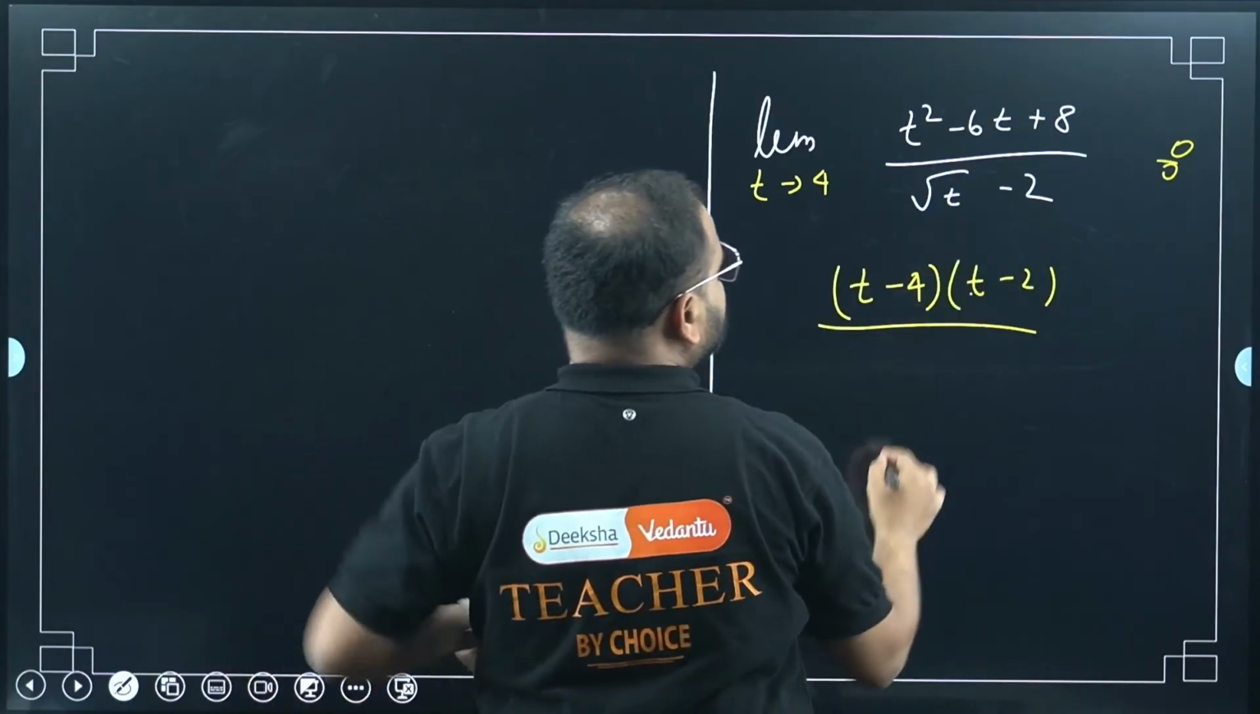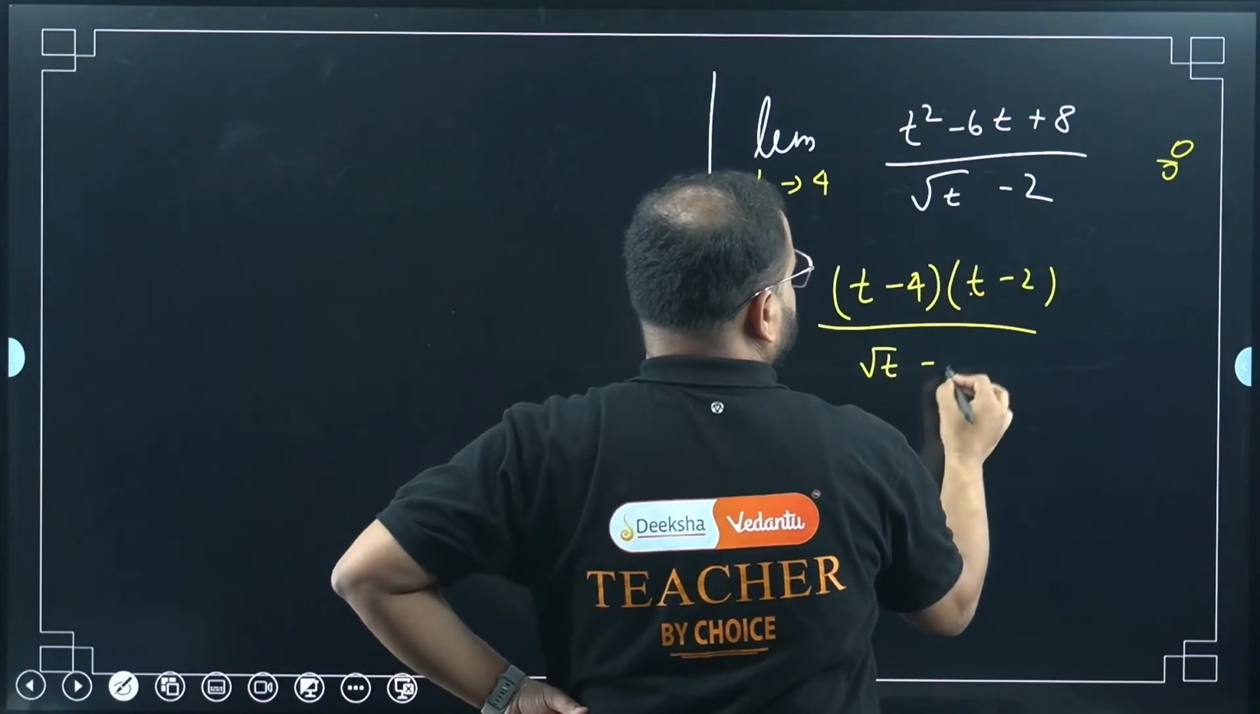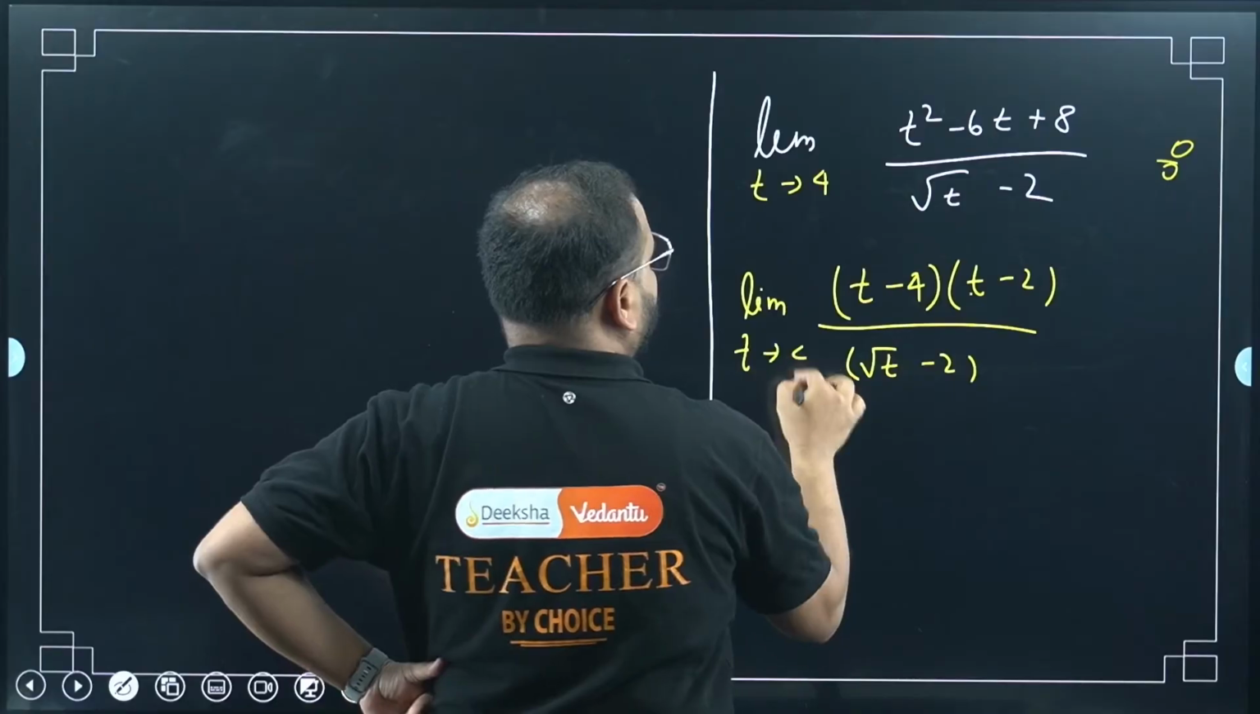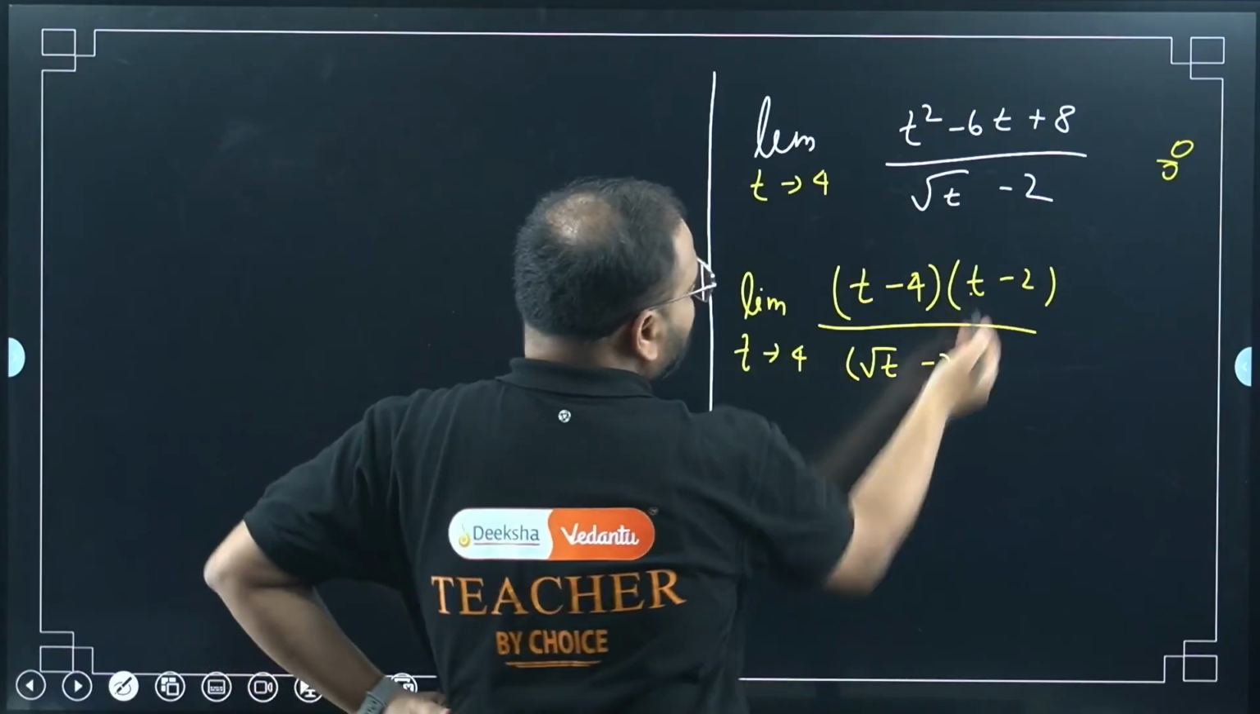Okay, sir. What about this, bacha? This remains the same, sir. The limit will also be continued like this: limit t tends to 4. Okay. Can we cancel now? No sir, we cannot cancel.